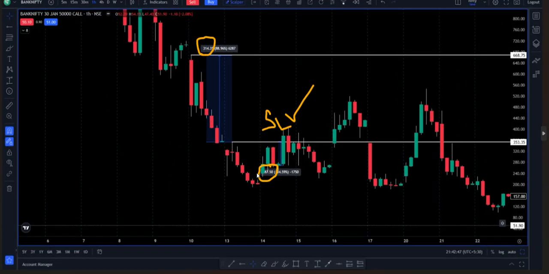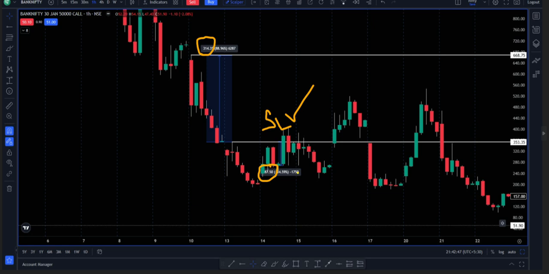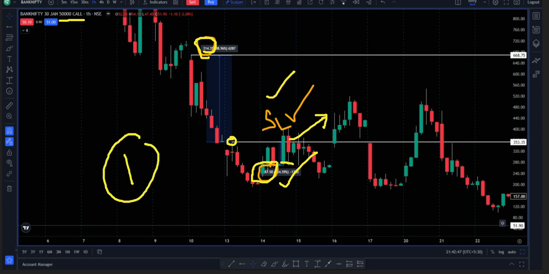Here you can see on the 50,000 call on 14th January, as the day high was broken, the risk was 87 rupees against a reward of 314. So obviously we would have executed the trade, but the very next candle would have taken away our stop loss. So this is a stop loss that we would have taken once.